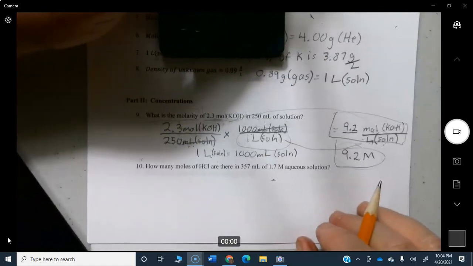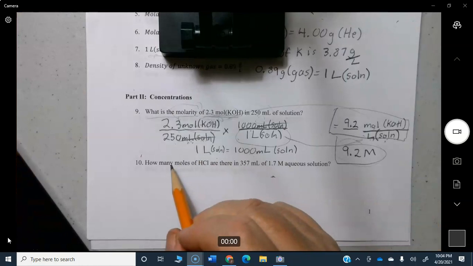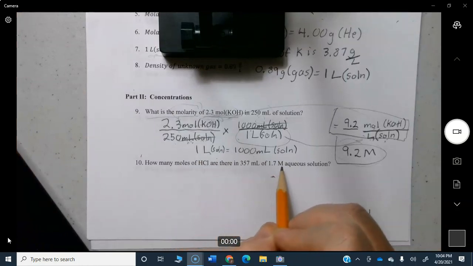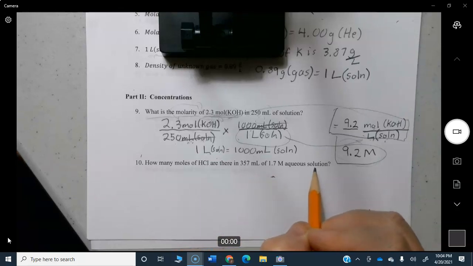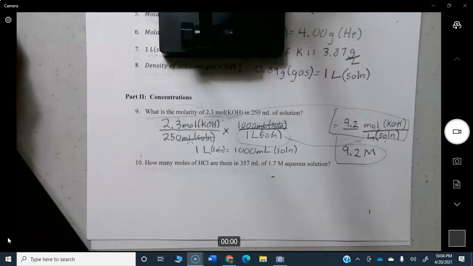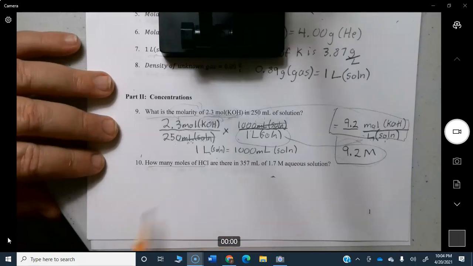Okay, let's go on to the next one. This one's going to be a little trickier. Okay, so how many moles of HCl are there in 350 milliliters of 1.7 molar aqueous solution? Aqueous solution just means it's mixed with water, and as I've said 100 times already, we're always going to assume that something is mixed with water, but still you say aqueous solution, that just confirms it's mixed with water. So what are we looking for? The first few words here, how many moles of HCl?